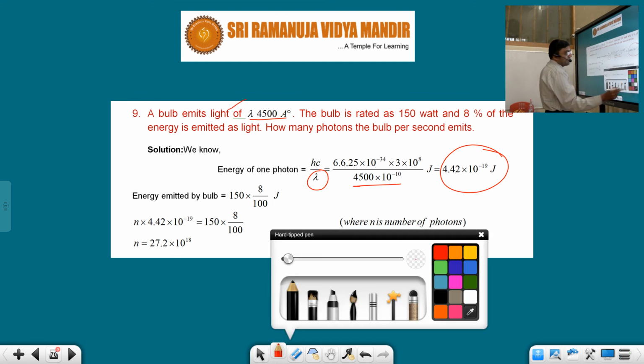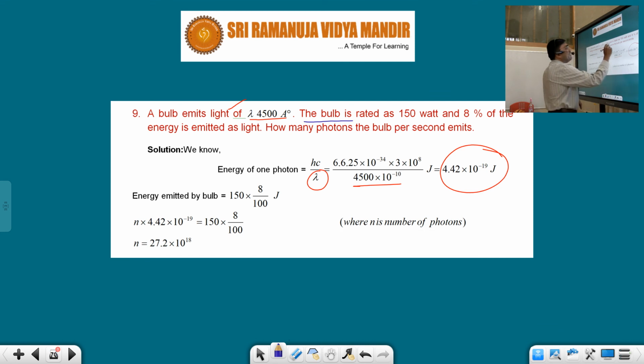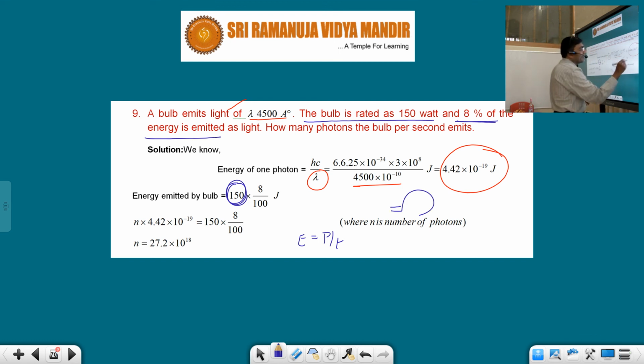I got the energy. Now what is the second part? The second part is that the bulb is rated as 150 watt and 8% of the energy is emitted. Try to understand. Energy is equal to power times time. The bulb is 150 watt, but how much energy is emitted here? Only 8% is emitted. That's why 150 into 8 by 100. So how much does it come out to be?